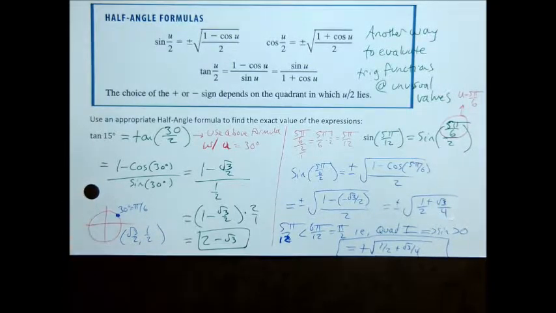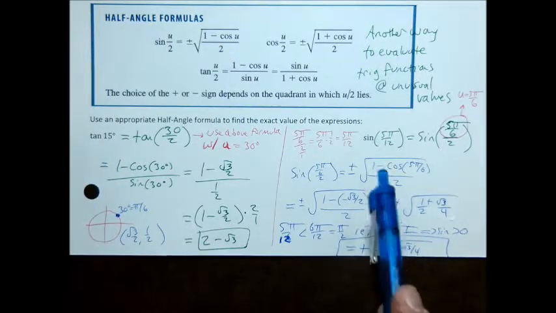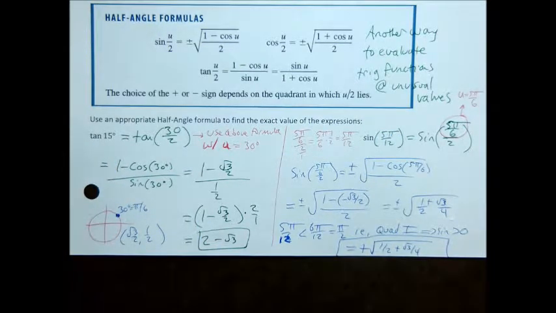And that's at least one way we can think about evaluating trig functions at weird degrees, or radians. Right? We did one with degrees, 15 degrees. We did one with radians, 5 pi over 12 radians.